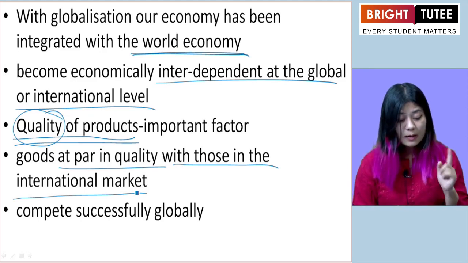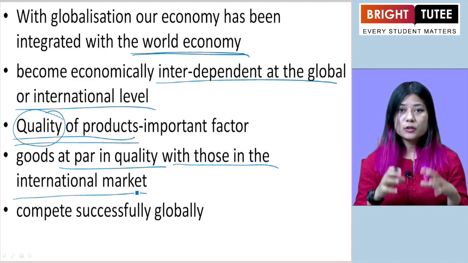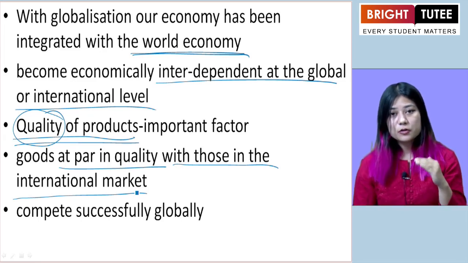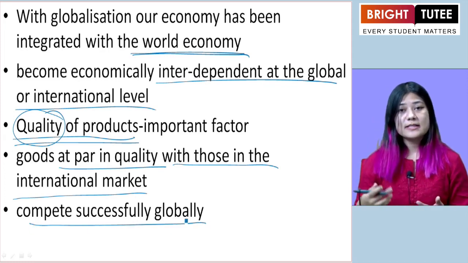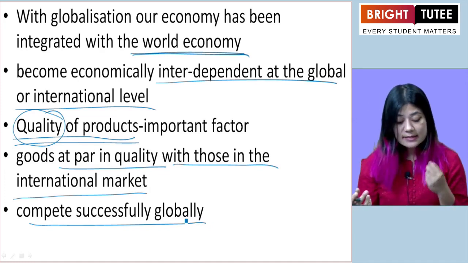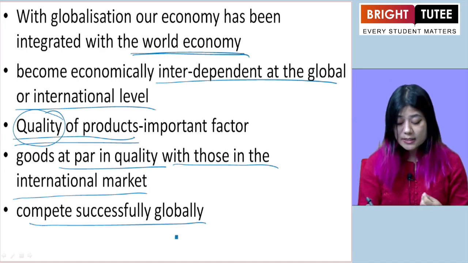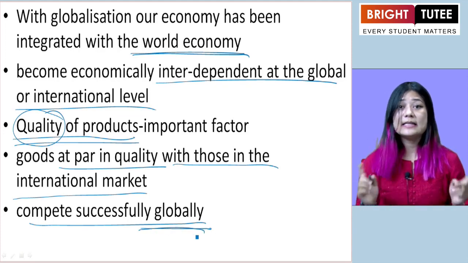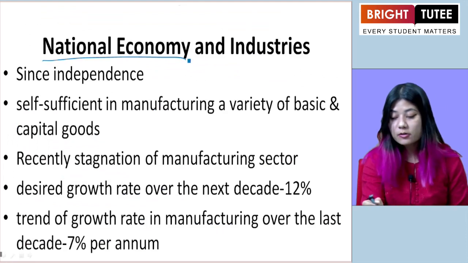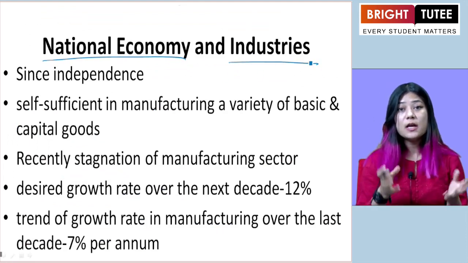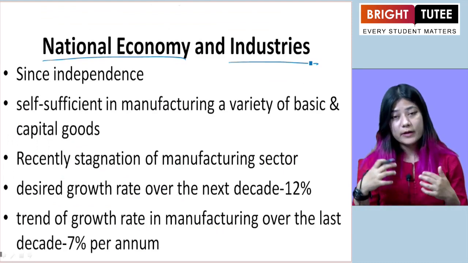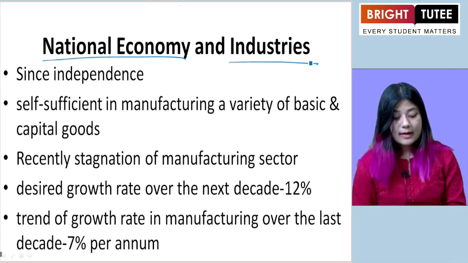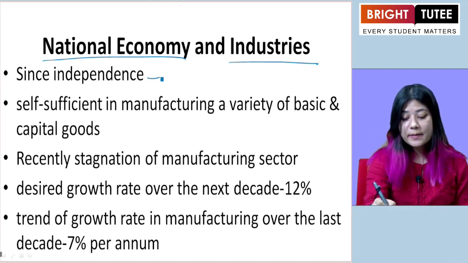And only when the quality of the goods is met, when the standard of the goods is maintained, can the Indian economy, or the products that are manufactured in India, compete successfully at a global, international level. Now, the relationship between the economy of a nation and the industries that exist in that particular nation. Since the independence of our country, and we received independence in the year 1947.